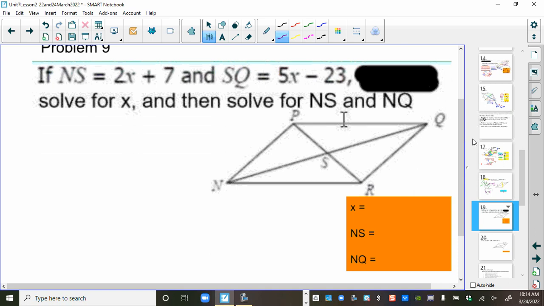Okay, a couple things we have going on here. NS is 2x plus 7. SQ is 5x minus 23. So we have to solve for x. From N to S, let's say 2x plus 7. And then S to Q, 5x minus 23.